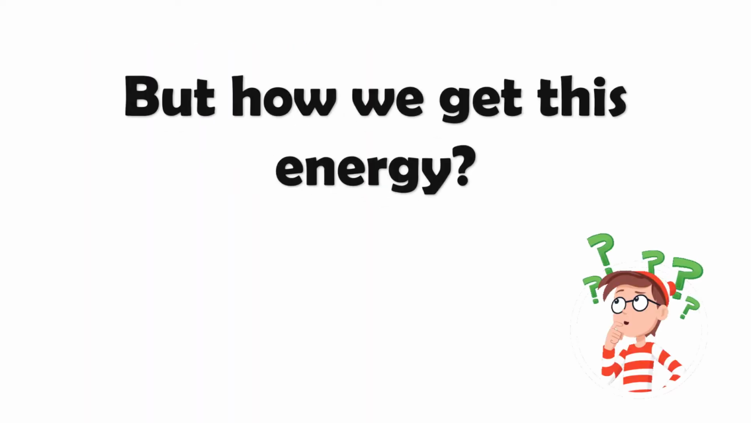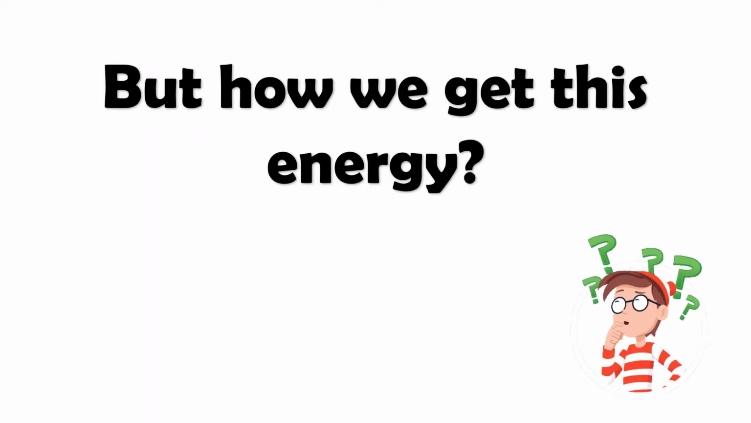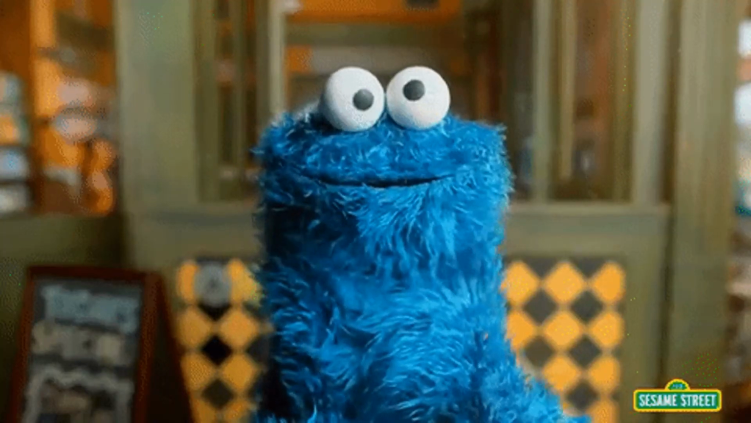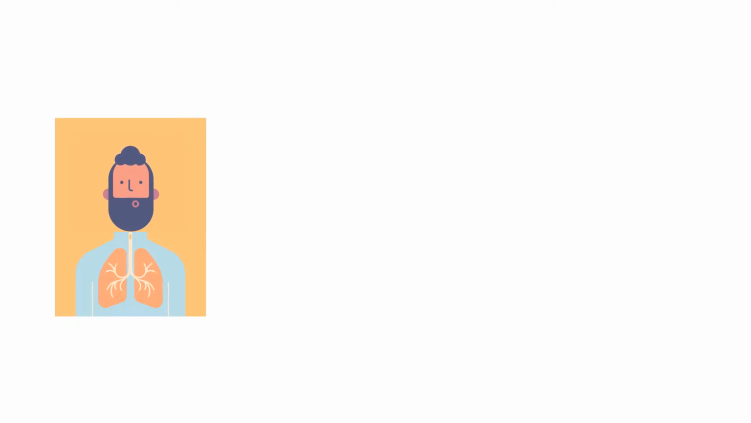But how do we get this energy? We get energy by breaking down food substances. As you already know, we get energy from food, and food is digested in our digestive system and absorbed into the blood. Then this food is carried to all parts of the body, to every cell.